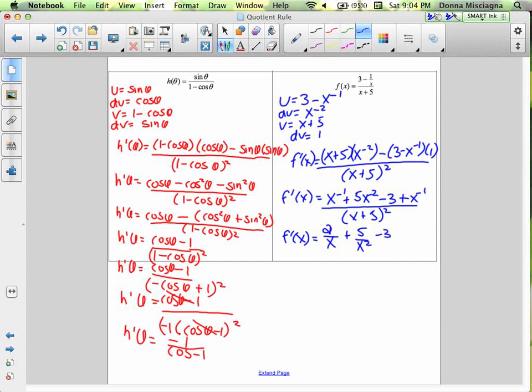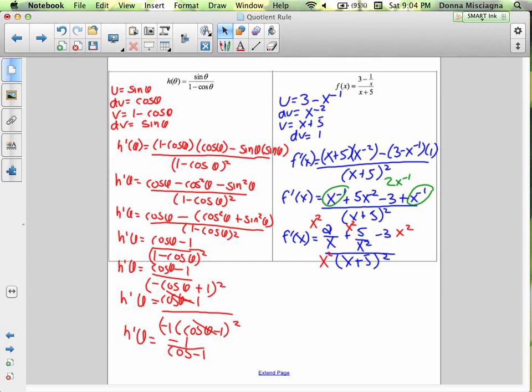Over x, right? This one and this one, we just combined them. All divided by x plus 5 squared. Highest power of x in the denominator is x squared. So everybody gets multiplied by x squared. Everybody. So long as we do it to everybody, right? We haven't changed anything. It's just like multiplying by 1 over 1.